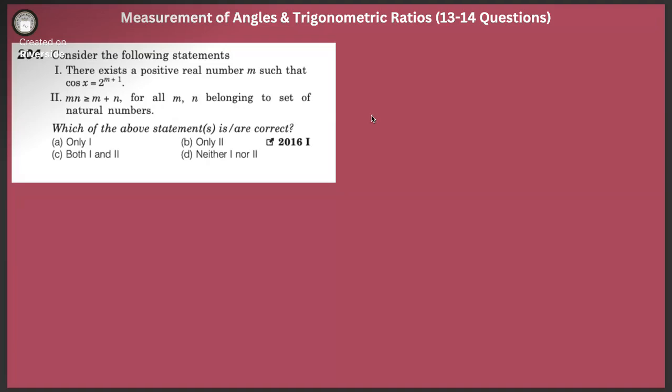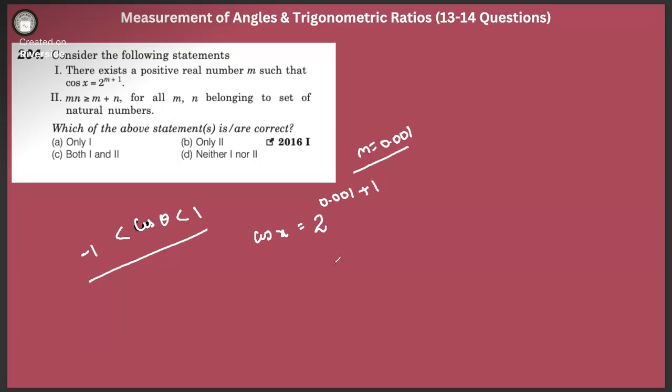There exists a positive real number. A positive real number. Is it possible? We know the value of cos theta can lie between -1 to 1. Right? Yes, sir. If we say cos x is equal to 2 raised to the power m plus 2 raised to the power 1, where m is a positive real number, just 0.001, something like that. In other words, simply 2?